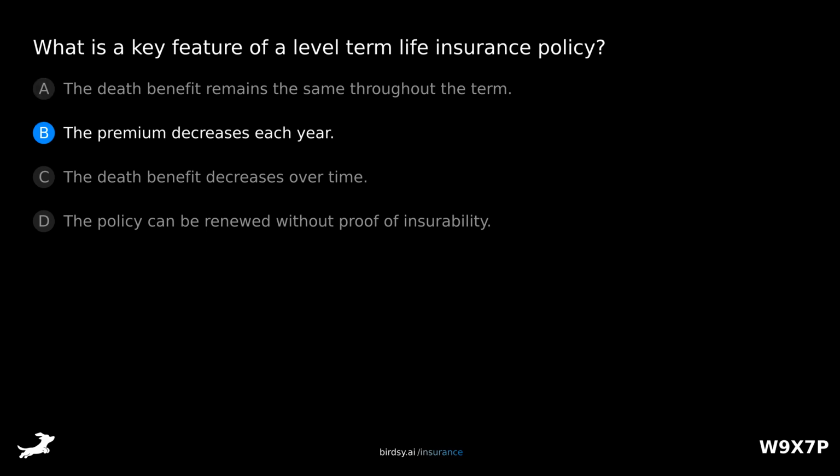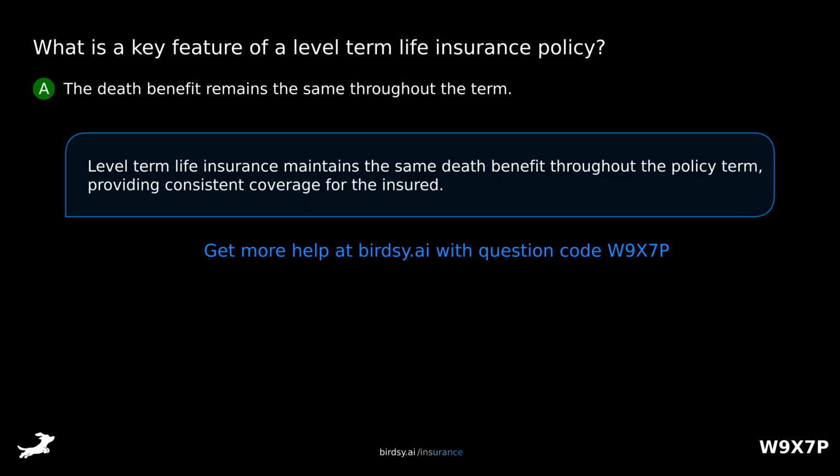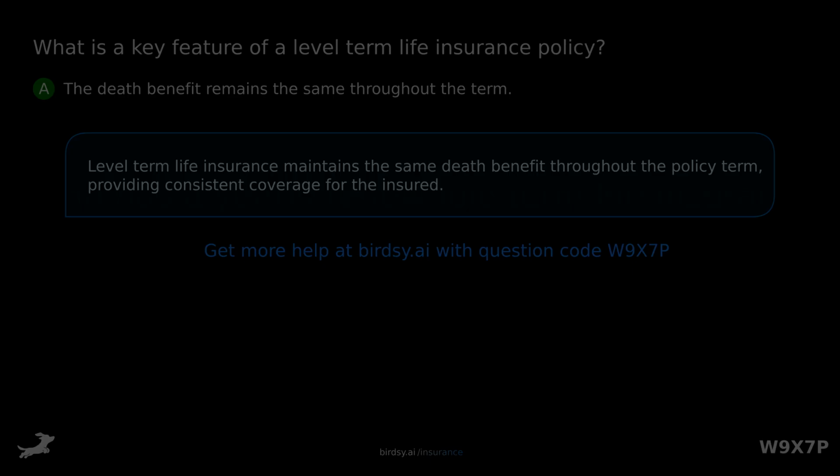B, the premium decreases each year? C, the death benefit decreases over time? Or D, the policy can be renewed without proof of insurability? The answer is A, the death benefit remains the same throughout the term. Level term life insurance maintains the same death benefit throughout the policy term, providing consistent coverage for the insured.